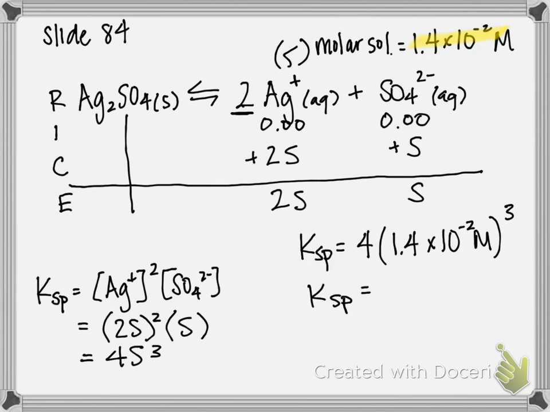So if I multiply all that out, cube my concentration, multiply it by 4, I get that my KSP for silver sulfate is 1.1 times 10 to the negative 5. And remember, this is a unitless number. Anytime we have a K, it doesn't have a unit. So there you have it.